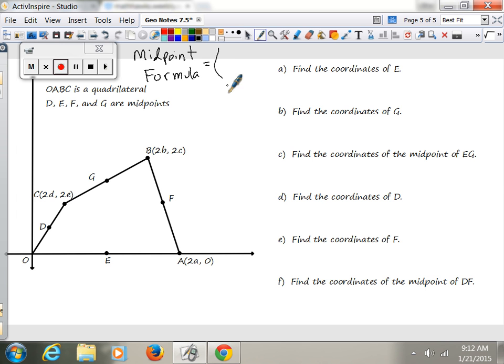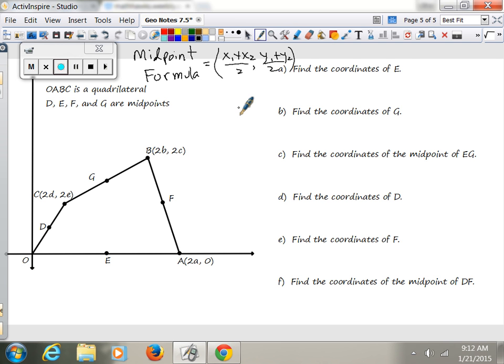Good. X1 plus X2 divided by 2 and Y1 plus Y2 divided by 2. There's your midpoint formula. Makes it easier if we have it on the paper. Okay, so find the coordinates of E. E is the midpoint of O and A.